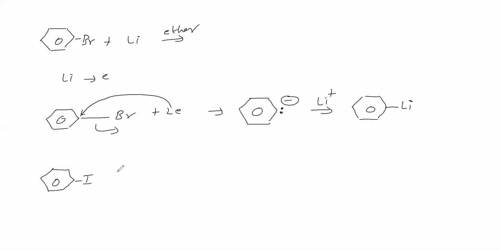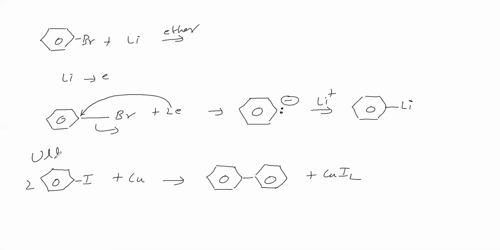Okay. Next we'll take iodobenzene. This is treated with copper. What we are getting is biphenyl, plus something else. This reaction is called the Ullmann reaction. So iodobenzene with copper gives biphenyl. This reaction is called the Ullmann reaction, we can say.